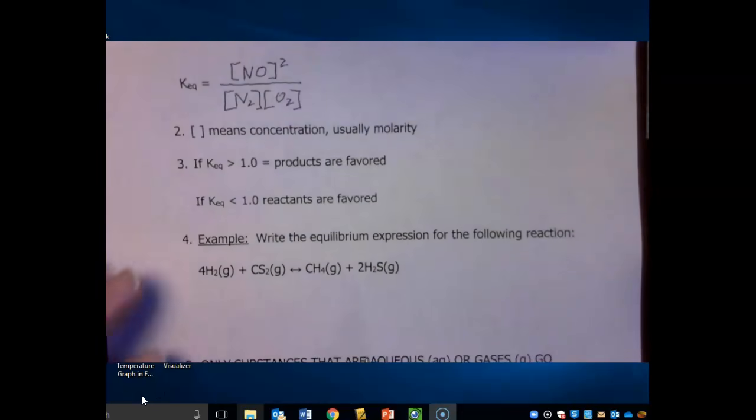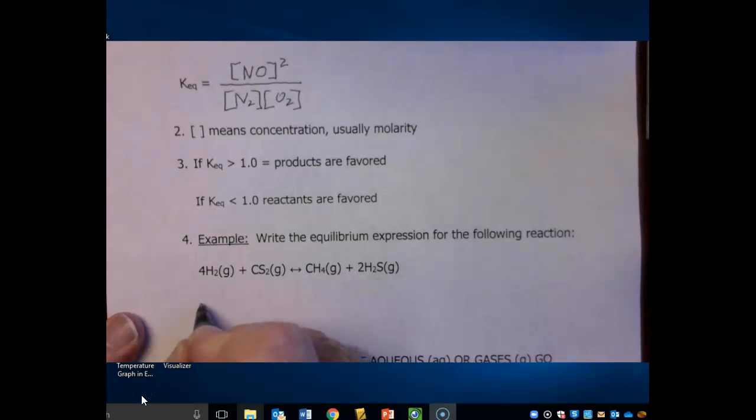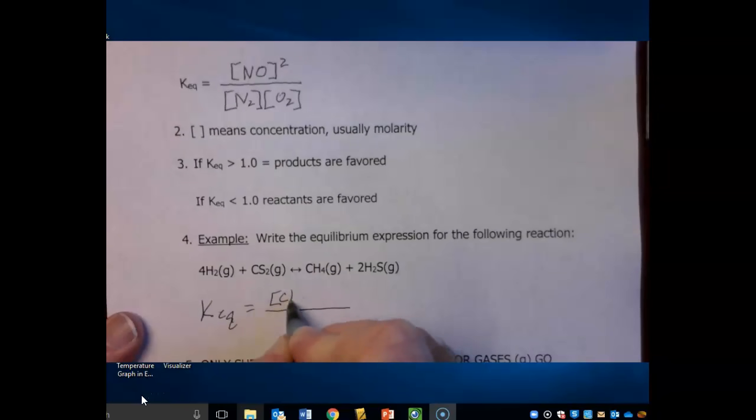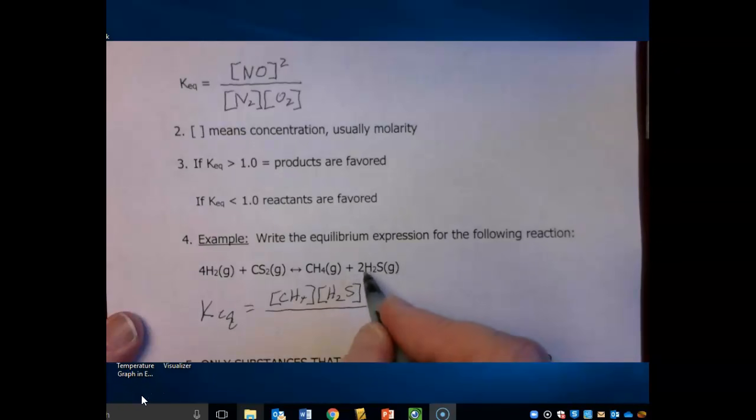Let's do another example. Write the equilibrium expression for the following reaction. We've got hydrogen plus carbon disulfide making methane and hydrogen sulfide, and all of these are gases. So our KEQ is equal to the concentration of the methane. It's raised to the first power because its coefficient is 1. Times the concentration of the H2S. It's raised to the second power because there's a coefficient 2 in front.